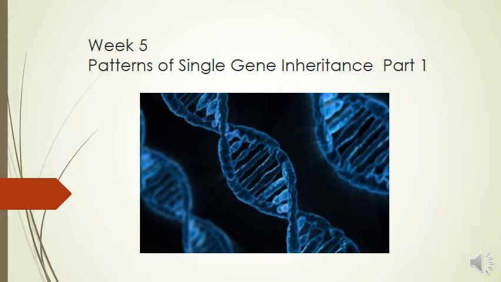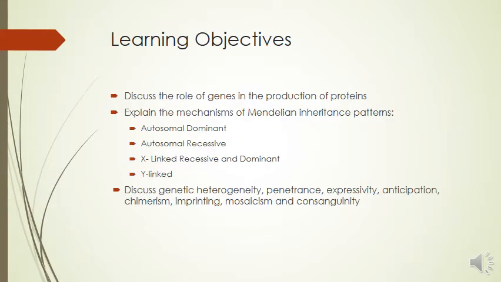We will now do Week 5, Patterns of Single Gene Inheritance, Part 1. The learning objectives for this week are to discuss the role of genes in the production of proteins, explain the mechanism of Mendelian inheritance patterns, autosomal dominant, autosomal recessive, X-linked recessive and dominant, and Y-linked, and to discuss genetic heterogeneity, penetrance, expressivity, anticipation, chimerism, imprinting, mosaicism, and consanguinity.